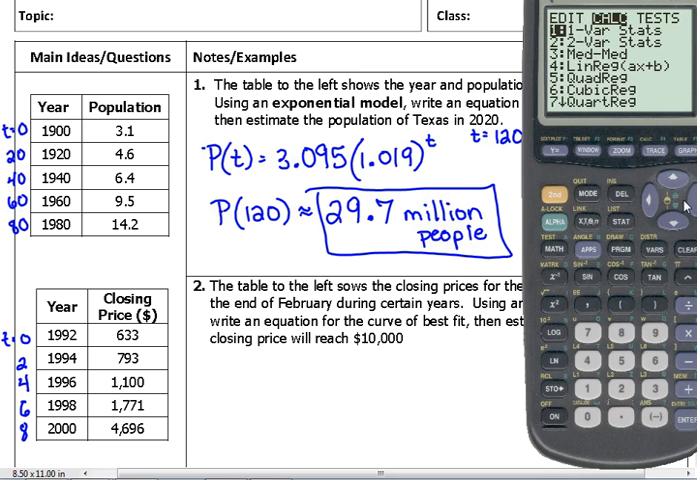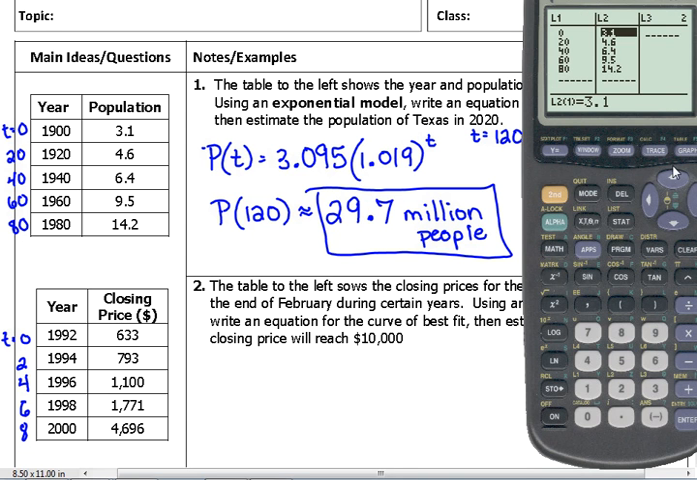So we go over to our Stat, Edit. Now, if you want to clear out what's in there, don't press delete. Scroll up to L2 and press clear and enter. Don't press delete. If you press delete, that will remove that entire list. Your L1 or your L2 will disappear. So 0, 2, 4, 6, and 8. And then type in 633, 793, 1100, 1771, 4696. What a jump right there at the end.